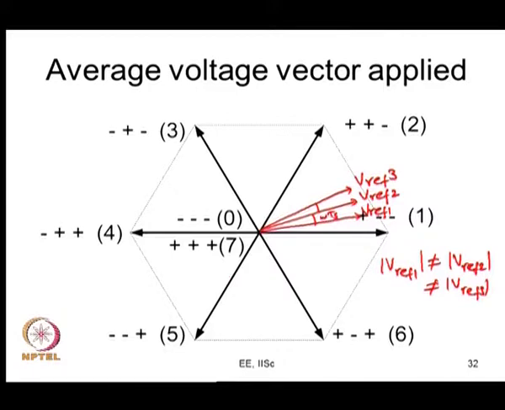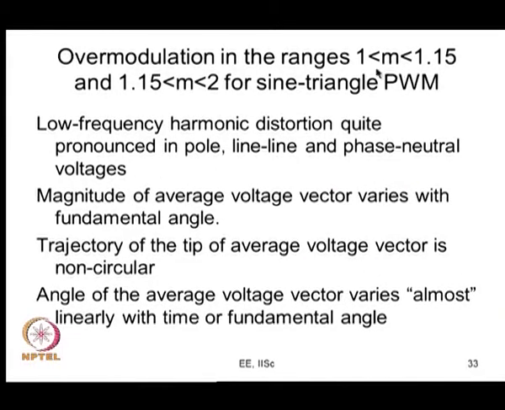This is the scenario that you have here when you are doing overmodulation with sine triangle PWM. So, you will see that it is improved when we go into conventional space vector PWM. It is a little different from here. There will be variation in the magnitude, but it will follow the hexagon and the circular trajectory. Before that, let us look at this sine triangle PWM, two ranges, one between 1 and 1.15.